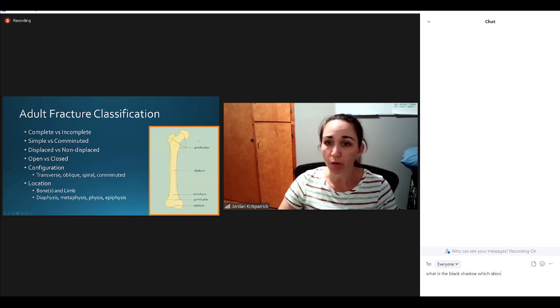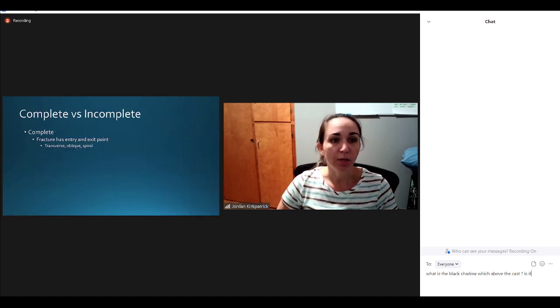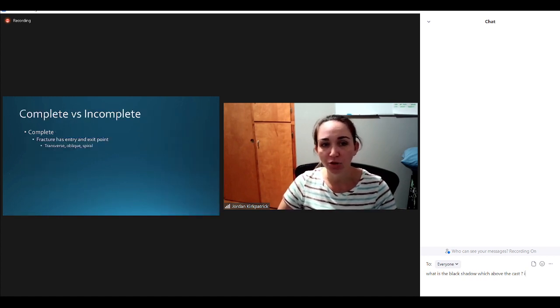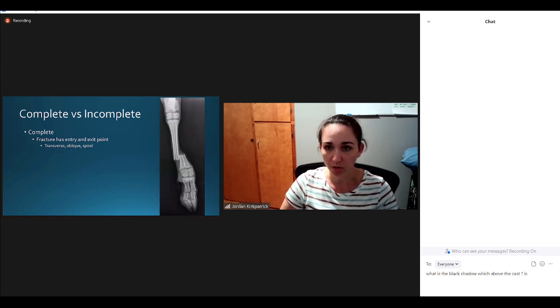So this image is just to go over the parts of the long bone. So growth plate or physis. Below that near the joint is the epiphysis, the metaphysis, and then the diaphysis is the center portion of the bone. So complete means that a fracture has an entry and an exit point, and these are usually transverse, oblique, or spiral. So in this image, you can see entry, exit point. The fracture goes all the way across. That is a complete fracture. It's from one cortex to the other.